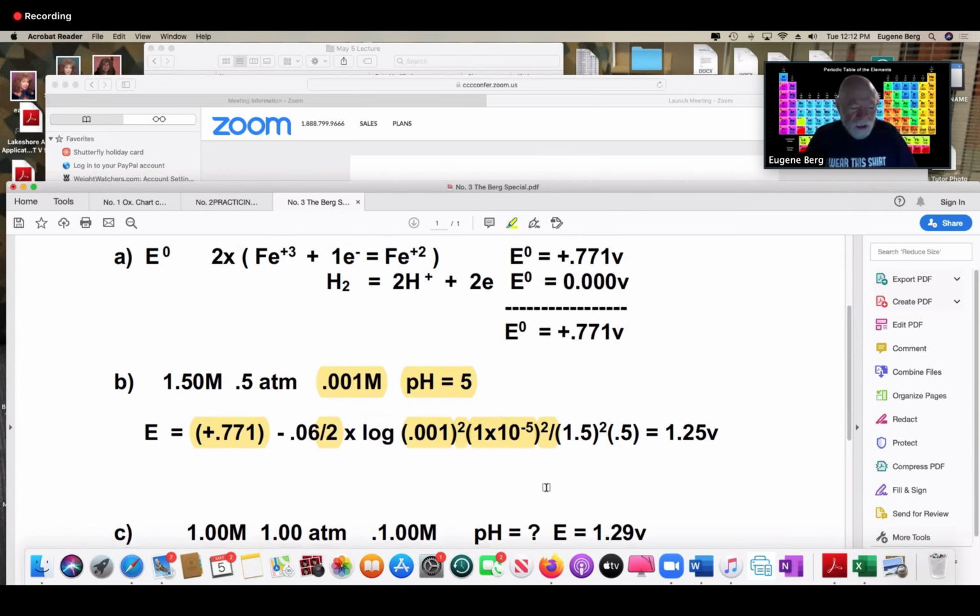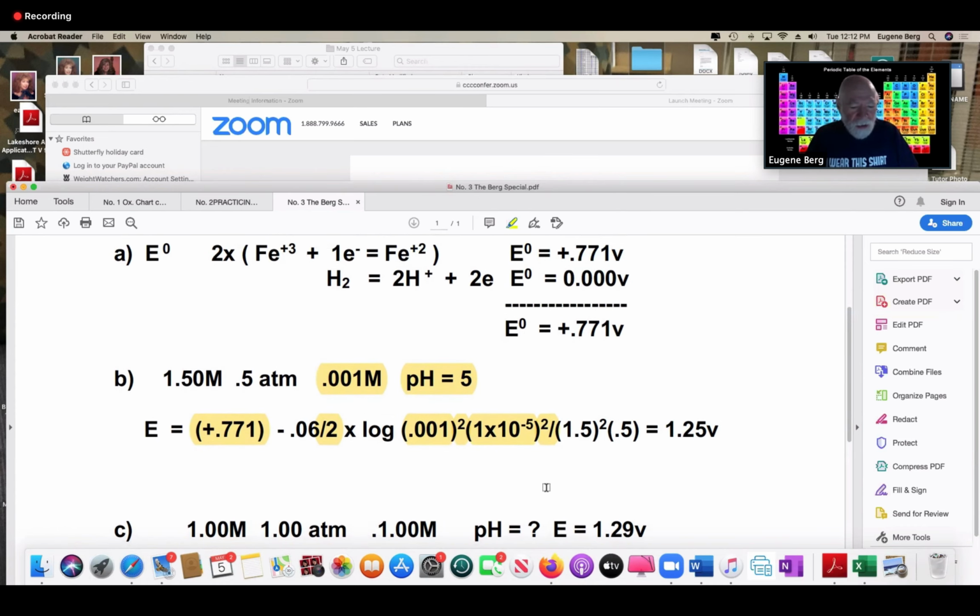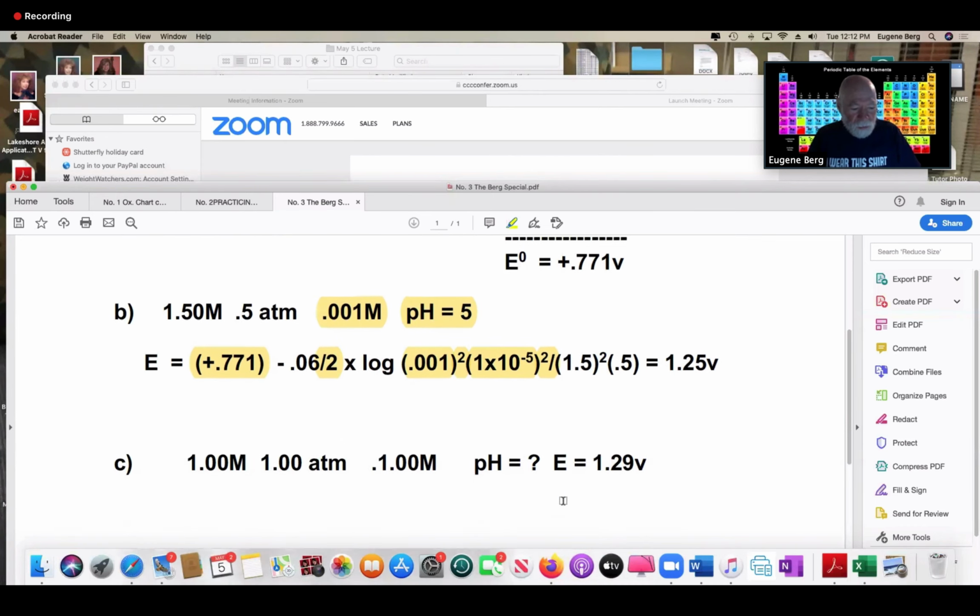Now, at first glance, it looks like it's pretty easy. I've made everything 1 molar, 1 atmosphere, then that makes the math easy. But wait a minute, I didn't give you the pH. But I did give you the voltage of the cell. So the hope of this is maybe we can use this electrochemical cell to actually get the pH of the system.